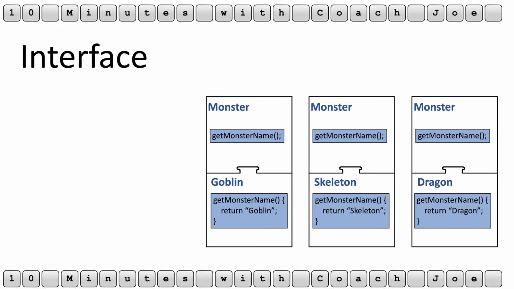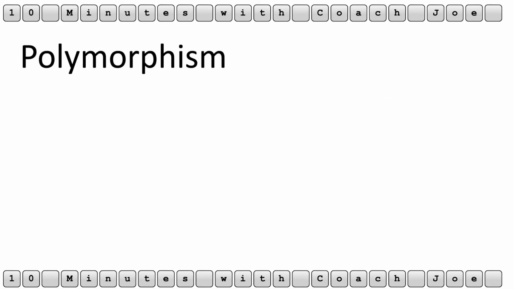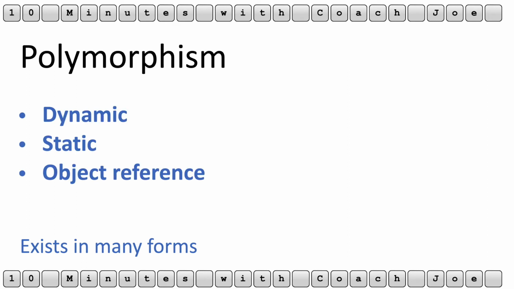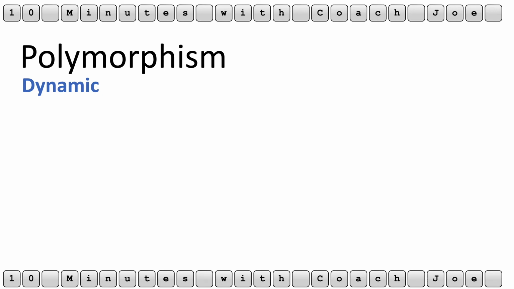Polymorphism means existing in many forms. Specifically, classes and methods can exist in many forms. Let's review the three different types of polymorphism: dynamic, static, and object reference. Dynamic polymorphism is achieved with method overriding.